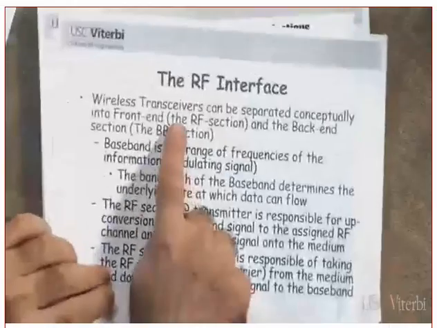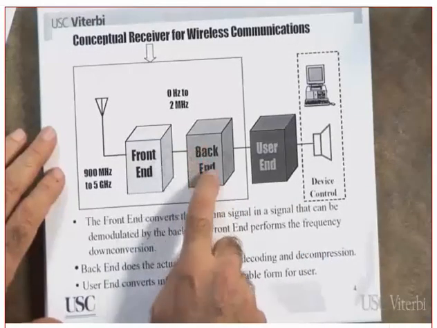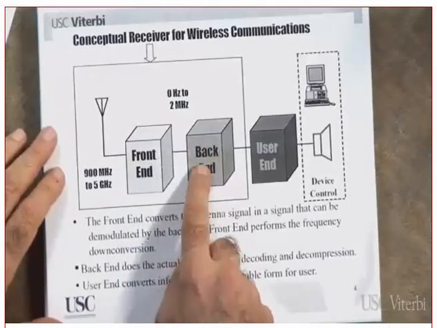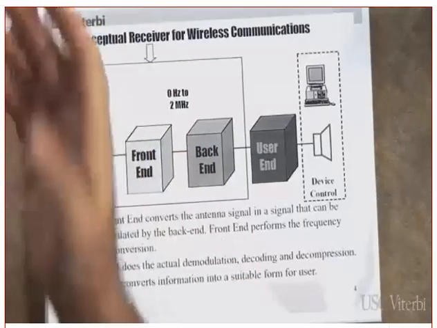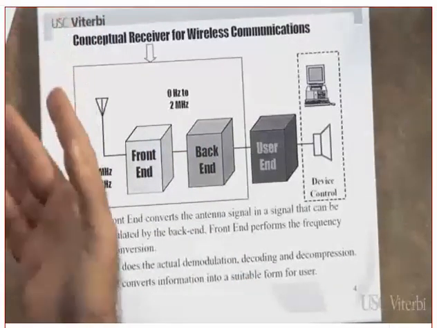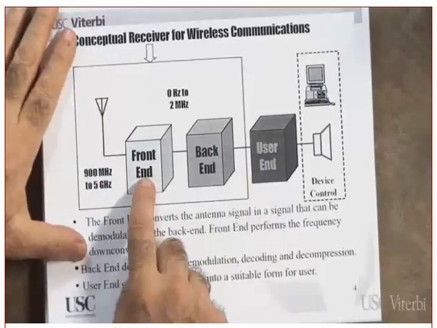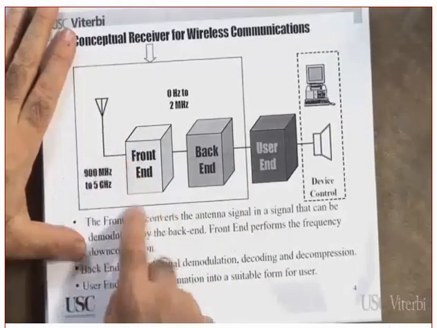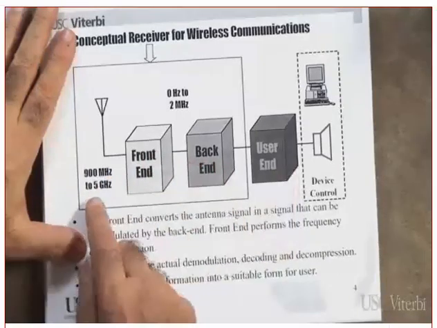We have the RF section and the baseband section. Where is the baseband section here? This is the baseband section. We call it the backend. Everything here is in the digital domain, including the demodulation, decoding, decryption, and so on and so forth. Demultiplexing, all of this processing is done in the digital domain. This is the front end, attached to the antenna. The antenna is, for example, 900 megahertz to 5 gigahertz, whatever the case might be.